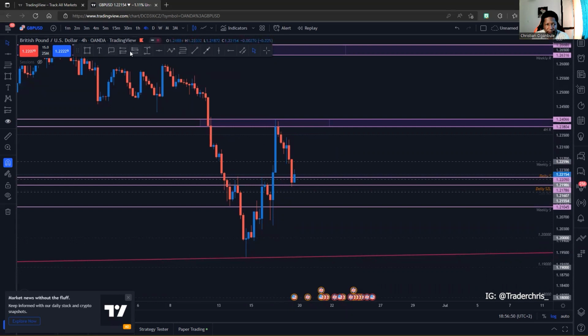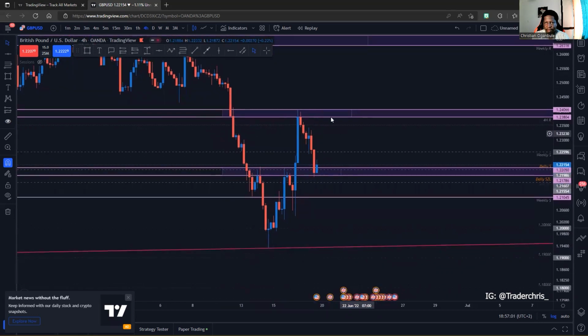So I can make this whole area like so. What I'm saying in essence is this: sales make sense based on the weekly.